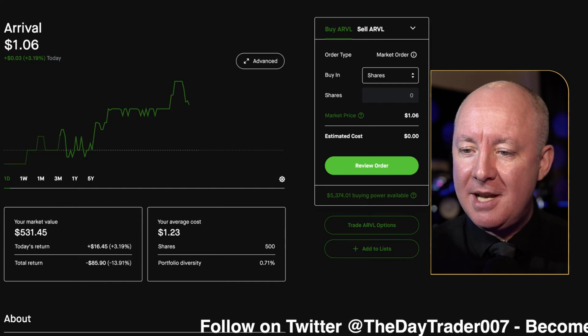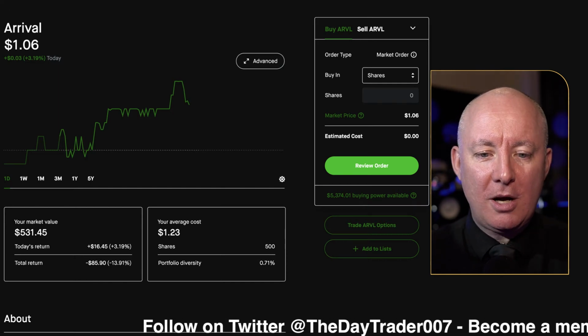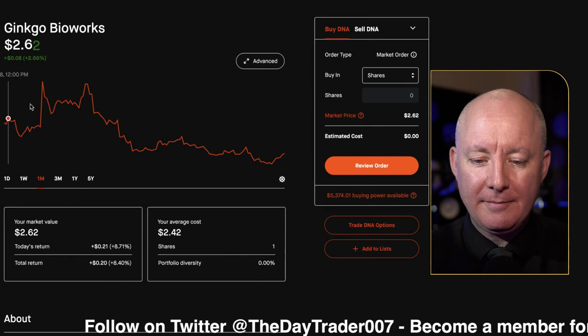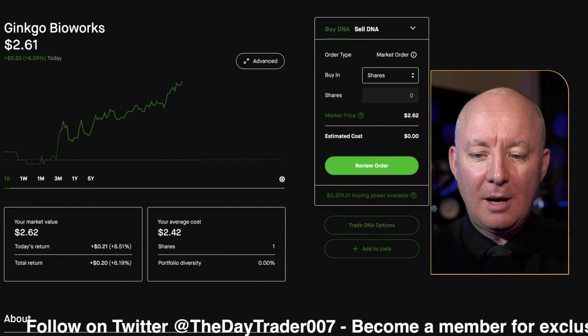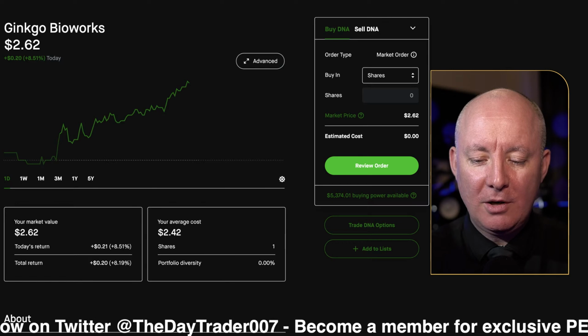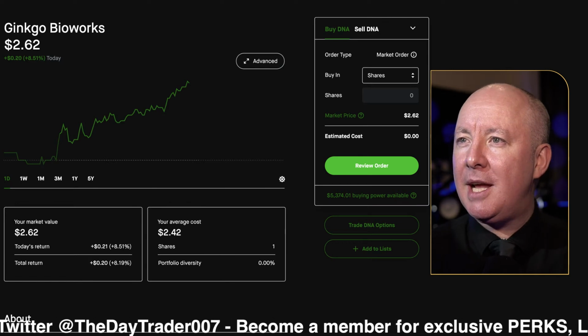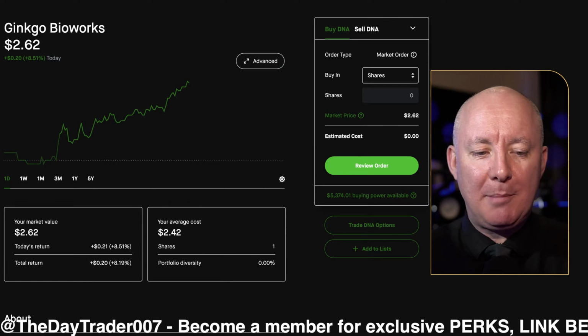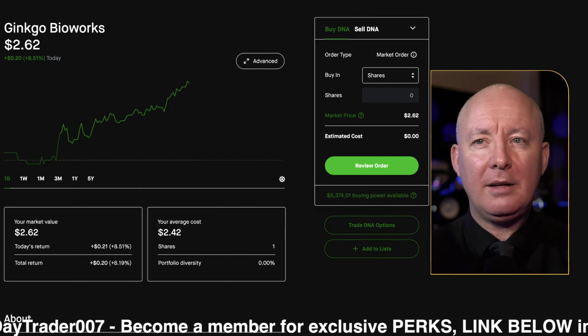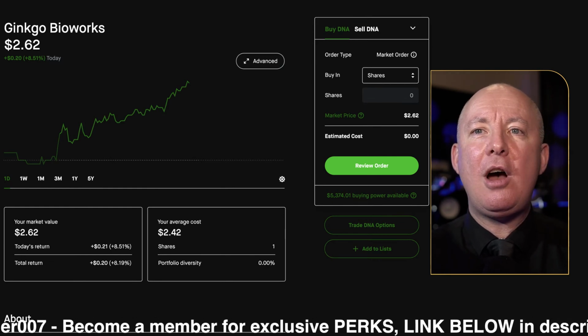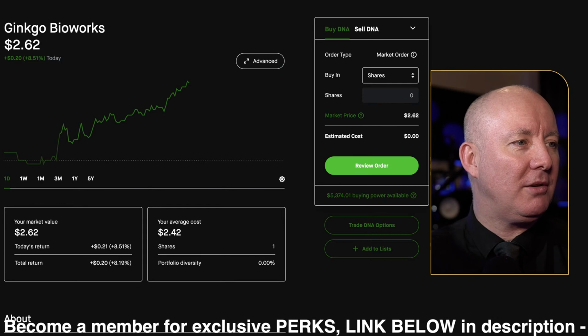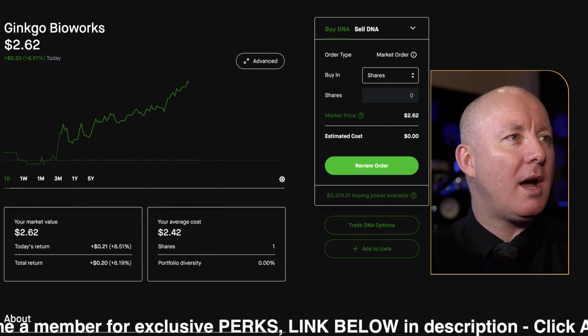Ginkgo up 9% now. Ginkgo Bioworks, DNA. Let's have a little look at it. Looking up 9. Oh, it's running away, isn't it? Running away without me in it. I'm very upset about that, but it's okay. Right, okay, now only half of you. That's interesting.